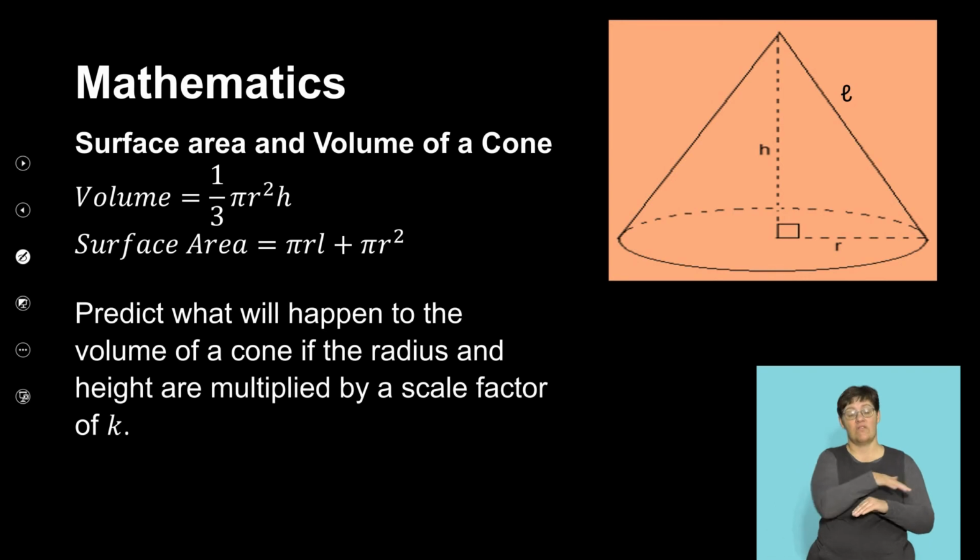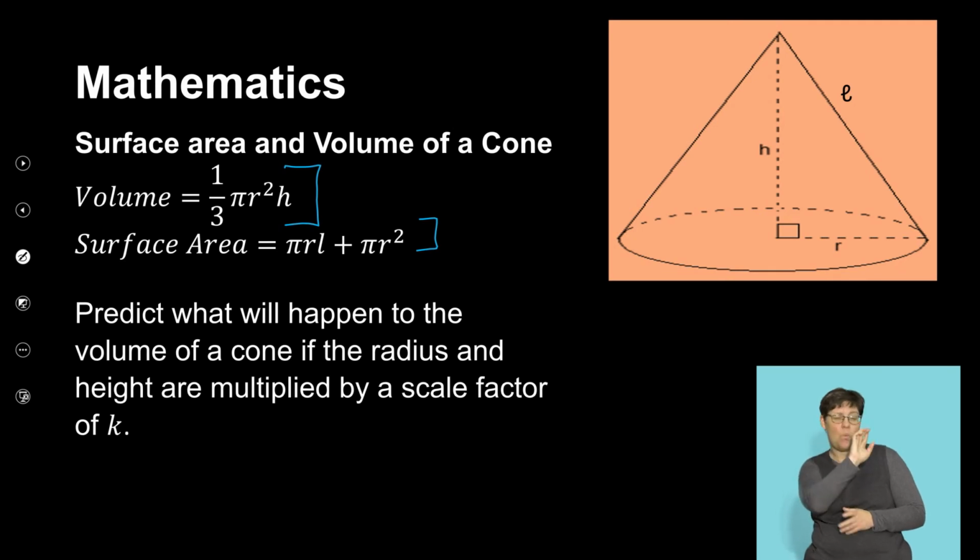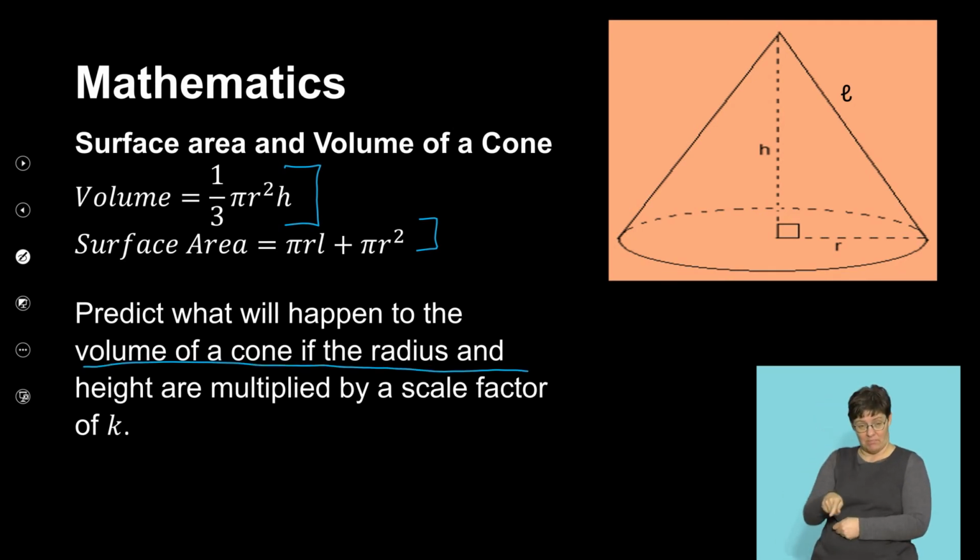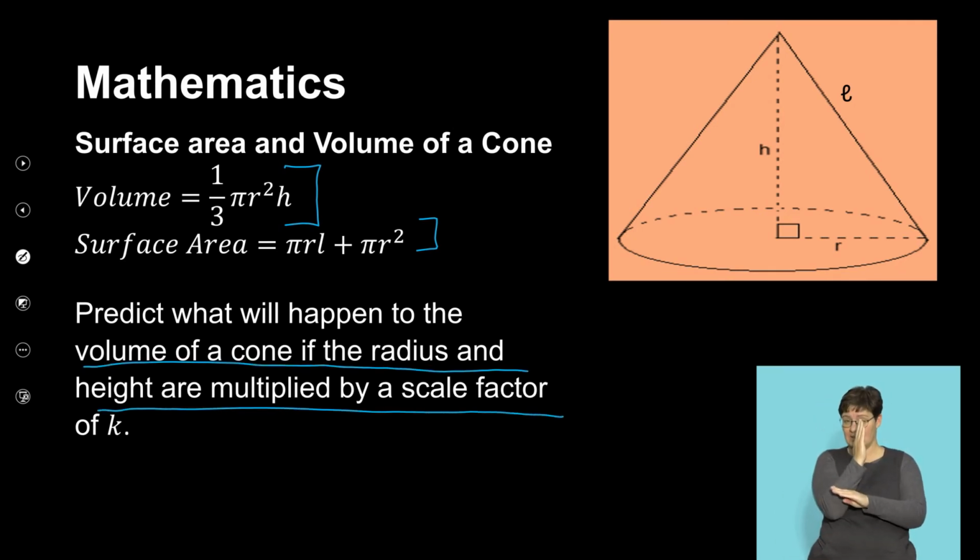The surface area and volume of a cone. Initially, I'm just going to remind you of the formulas. The volume of a cone is 1/3 pi r squared times height, and the surface area of a cone is pi r l plus pi r squared. We are now going to predict what happens to the volume of the cone if the radius and the height are multiplied by a scale factor of k.